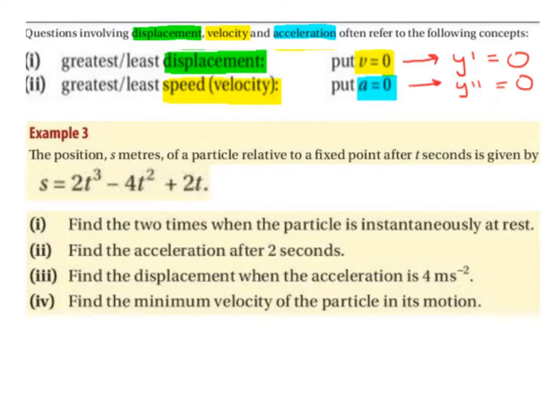So we have an example. The position, s meters, of a particle relative to a fixed point after t seconds is given by s equals 2t cubed minus 4t squared plus 2t. So we have 4 questions about this. Remember, if we're interested in greatest or least displacement, we put velocity equal to 0, so first derivative equal to 0. And if we're interested in greatest or least speed or velocity, we put acceleration equal to 0, so second derivative equal to 0.